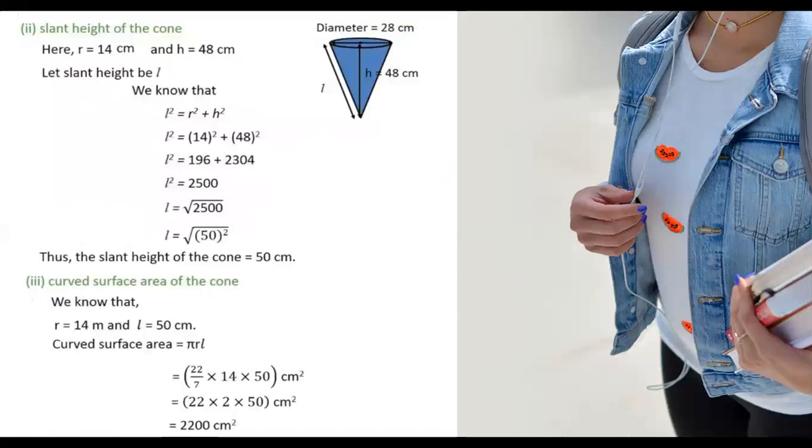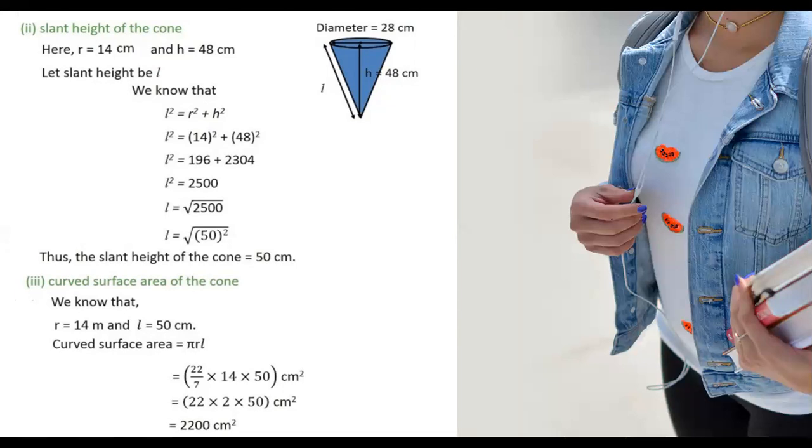Now we need to find the slant height. We know that r is 14 centimeters and we got height as 48 centimeters. And we know that L square is equal to r square plus h square. Now substituting r is equal to 14 centimeters and h is equal to 48 centimeters, we get L square is equal to 2500. So that is nothing but 50 square. So finding the square root, we get L is equal to 50 centimeters. Therefore the slant height of the cone will be 50 centimeters.